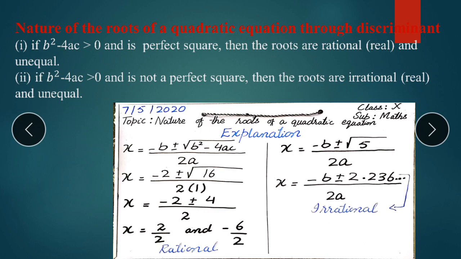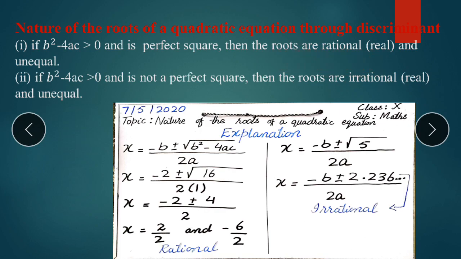The first one is that if b square minus 4ac, meaning the discriminant, is greater than 0. Greater than 0 means 1, 2, 3, 4 and so on, the numbers which are greater than 0, and is a perfect square. The second condition is the number should be greater than 0 and it should be a perfect square. So as a result the roots will be rational.